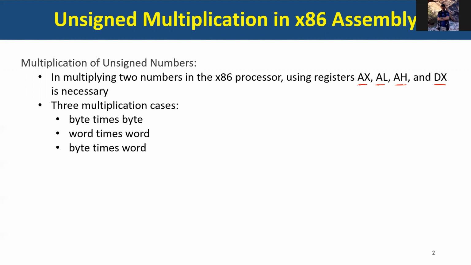And we have three multiplication cases. We can multiply two numbers, each one is 1 byte, so byte times byte, or two numbers, each one is a word, so word times word, or two variables where one of them is byte size and the other one is word size. Okay.